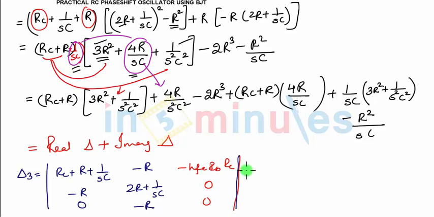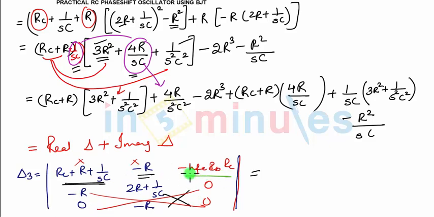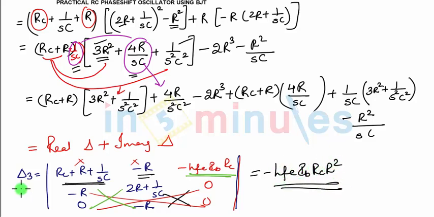When you open the matrix, this term multiplied by this is 0. This term multiplied by this and this is again 0, so we need not consider these two. So we are left with the third term, which is HFE IB. Here you are multiplying with these two, so R square you will have. So the equation will be minus HFE IB RC into R square. So we have got delta 3 and we have got delta, which consists of real delta and imaginary delta.